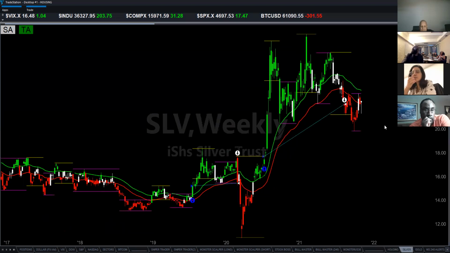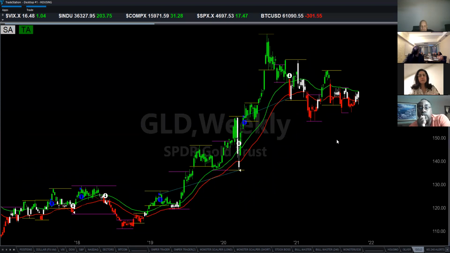Silver is the same thing. Silver, gold, right here. Gold is consolidating. Gold is looking a lot like Bitcoin. That's a very similar chart to Bitcoin.